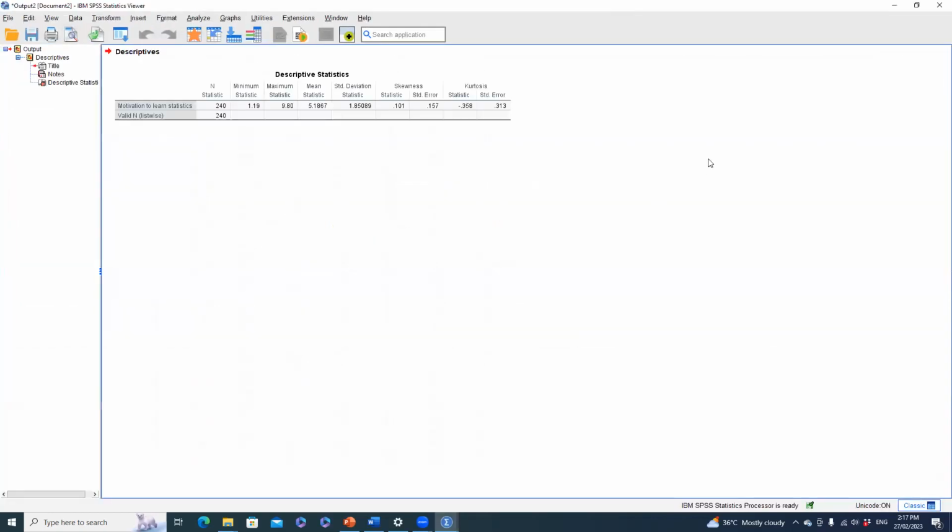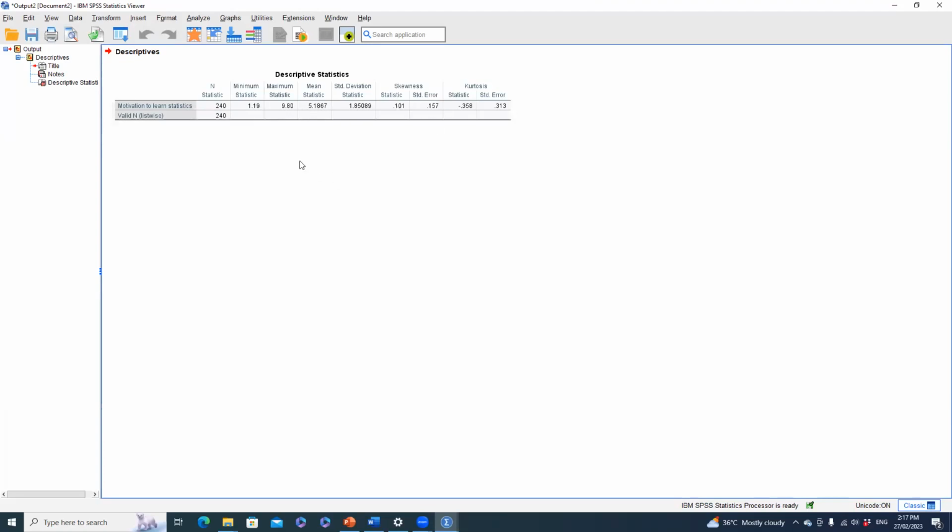And I've actually managed to get an output window there. We talked about the Z-scores that it puts into the data file for you earlier on, and now I also have an actual output here. You can see it gives you exactly the same figures as we saw before: the same minimum, maximum, and mean of 5.19, the standard deviation of 1.85, the same skewness, and the same kurtosis.